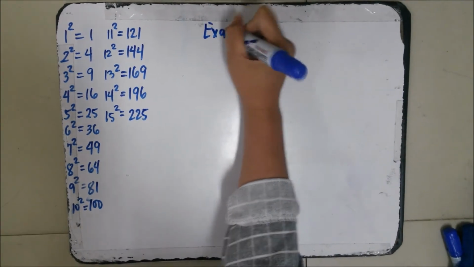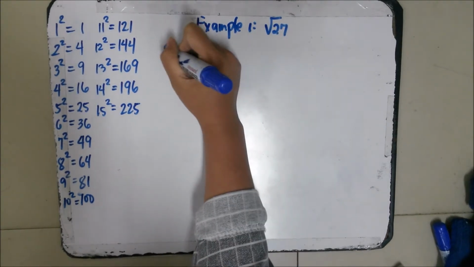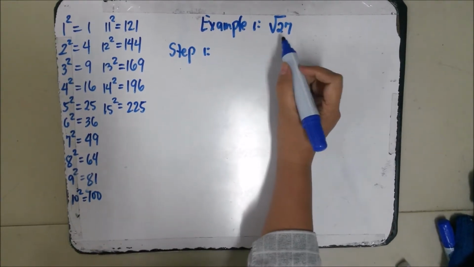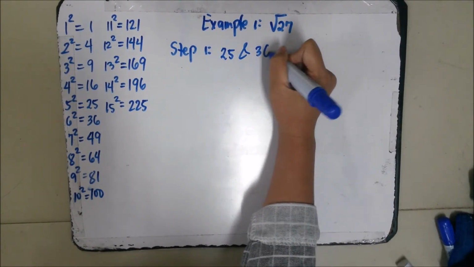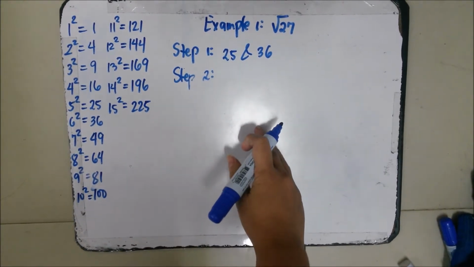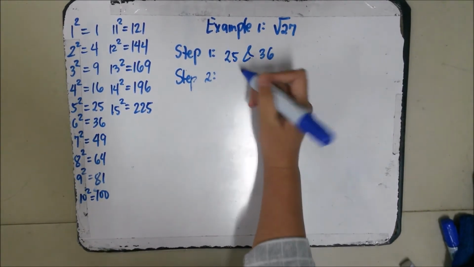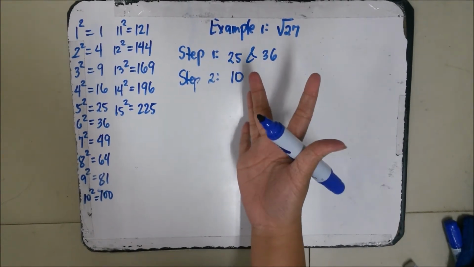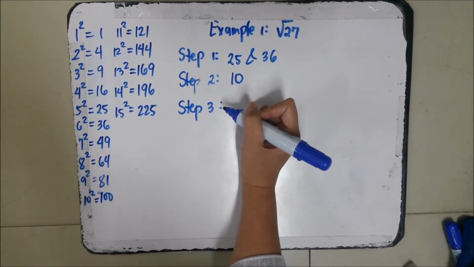So our example number 1 is to find the square root of 27. Step 1 is to determine the pair of perfect squares the number falls in between. So 27 falls in between 25 and 36. Step 2 is to count the number of integers between these perfect squares. So between 25 and 36, the integers are 26, 27, 28, 29, 30, 31, 32, 33, 34, 35, which is 10.